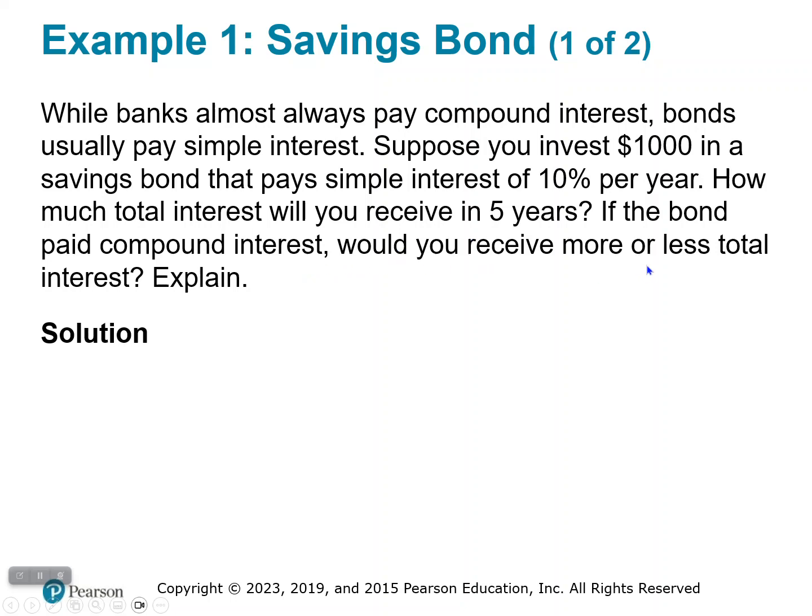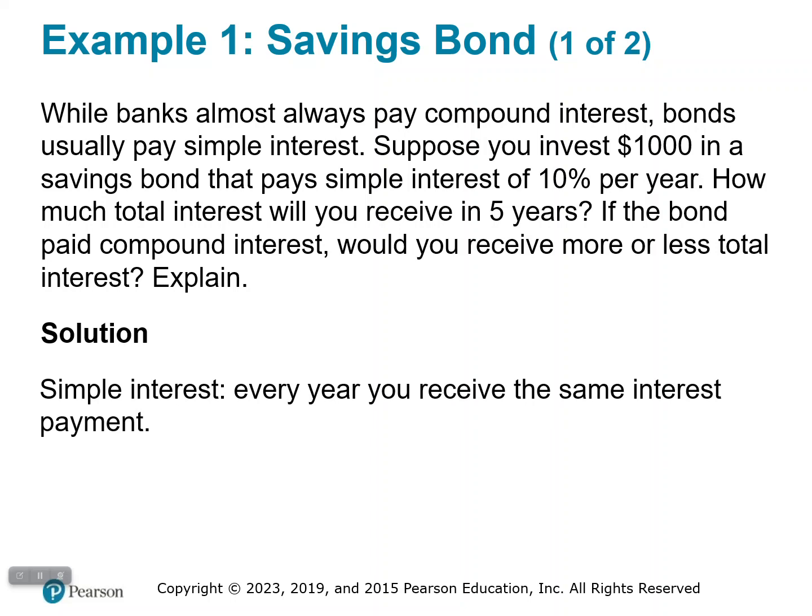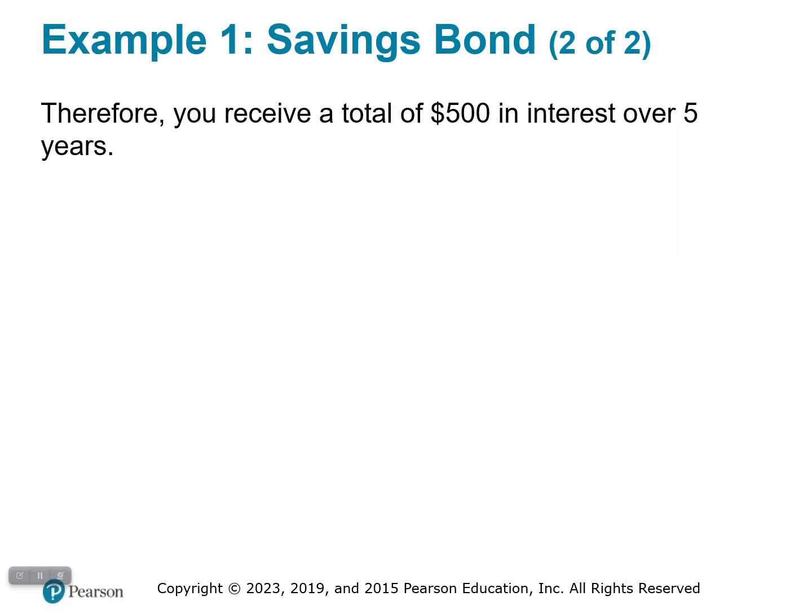Let's take a look. First of all, simple interest. Every year you receive the same interest payment. So you have $1,000 as your principal, and you earn 10% in interest. So 10% of 1,000 is 100. Remember, we always do calculations with decimals, not percentages. So that's 0.10 times 1,000, which is 100. So every year you receive $100 of interest. So after 5 years, you'll have a total of $500 in interest.